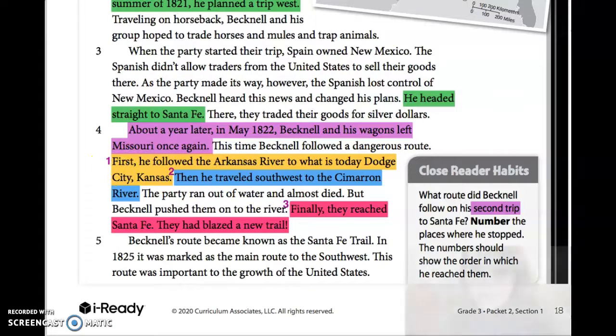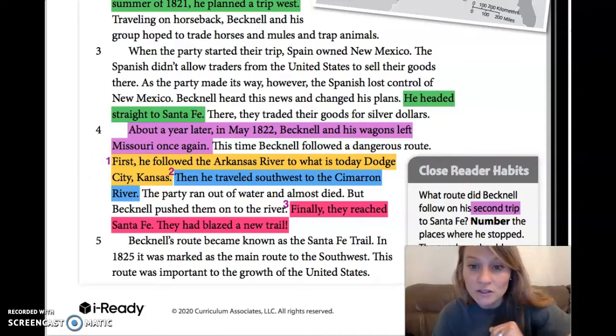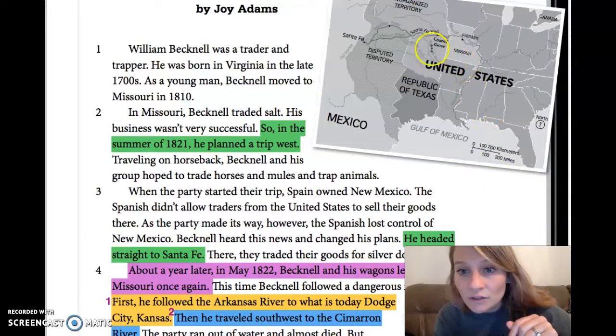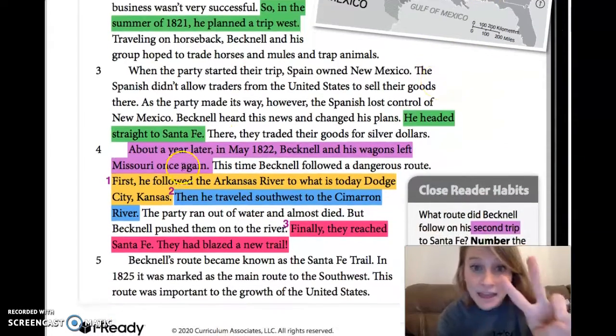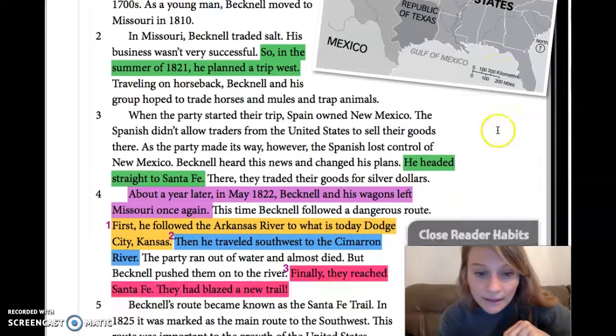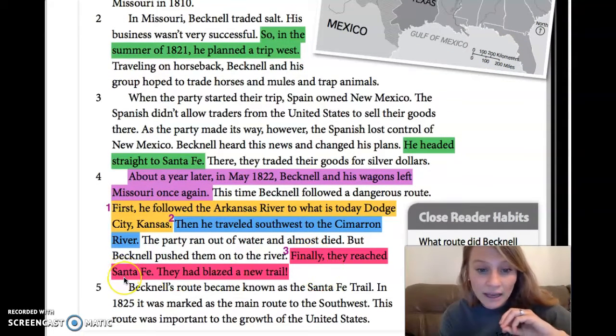First, look at that sequence word. First, he followed the Arkansas River to what is Dodge City, Kansas. Do you see that in the map? And I can even look up here. Do you see where the Arkansas River is? Then, look at that second transition word. He traveled southwest to the Cimarron River. Do you see the Cimarron River? Sure do, right there. And then third, finally they reached Santa Fe.